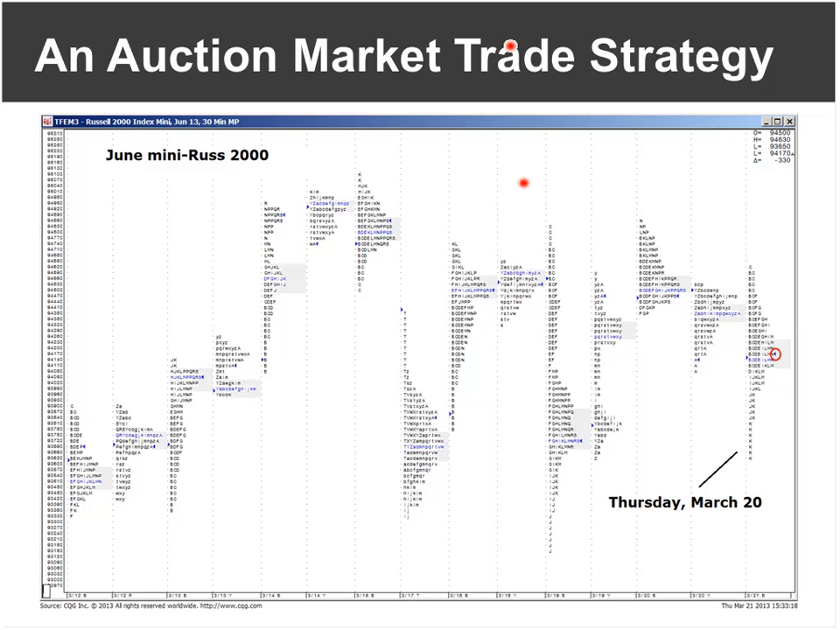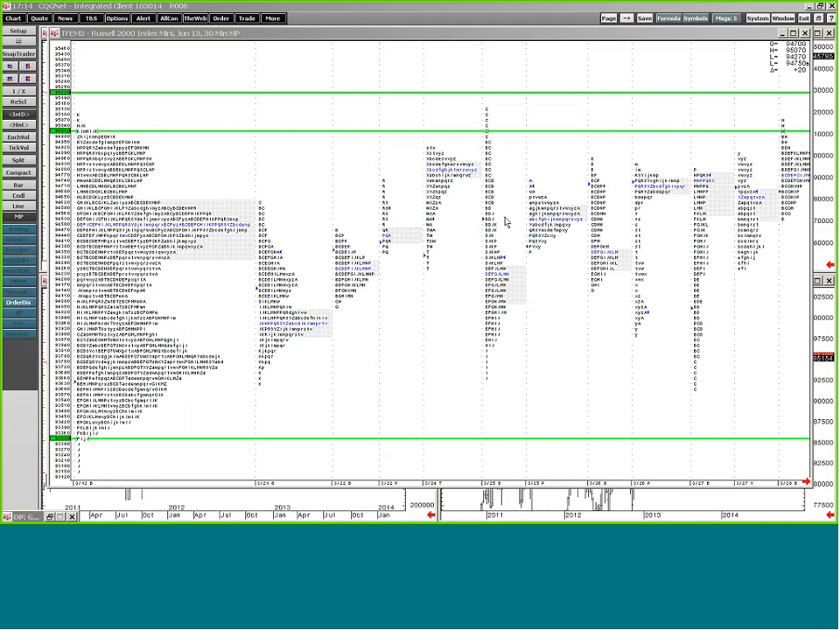I'm going to go up here. And we'll stop this for just a minute. Okay, now this is the Russell. Now, this is where we were last week, and this is the auction that transpired over the week.